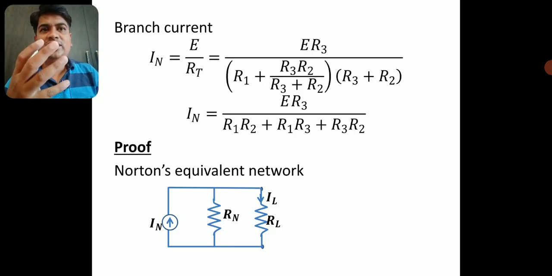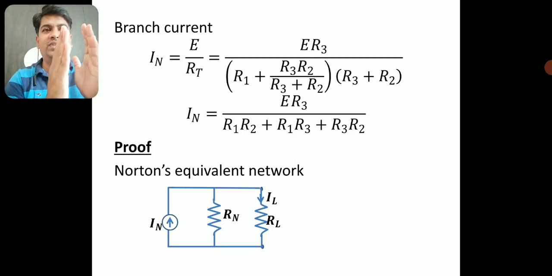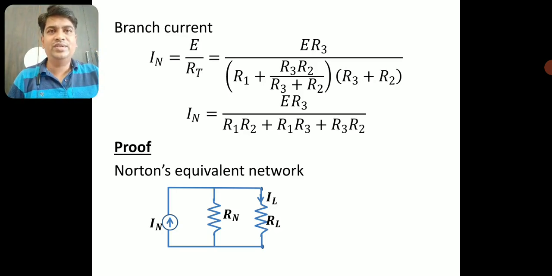Students, you don't look at this E by RT formula. E by RT is wrong. I have written the substituted value directly here. So main current, resistance in the another branch by sum of the two resistances. Main current is E divided by R1 plus R2 R3 by R2 plus R3, into resistance in another branch, R3 divided by sum of the two resistances, R3 plus R2.